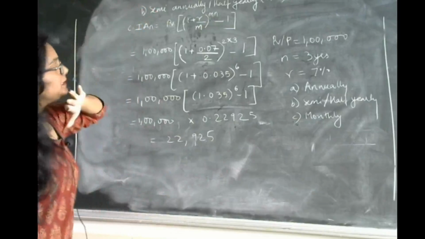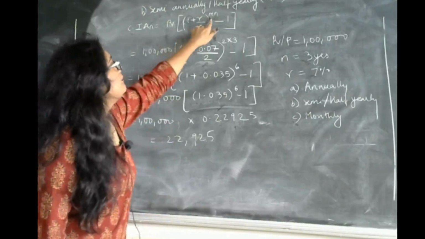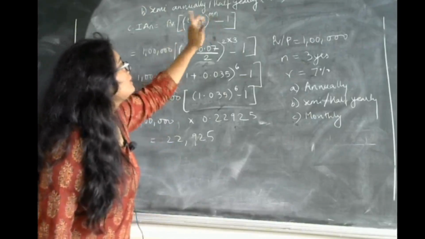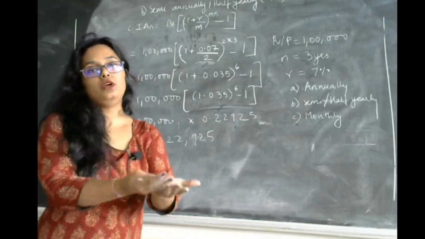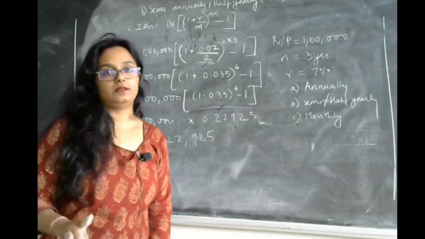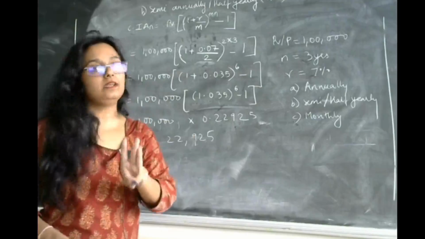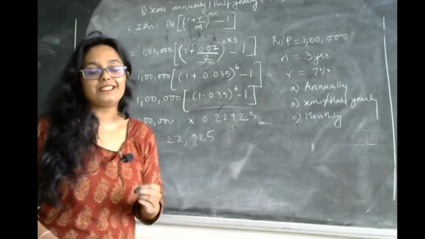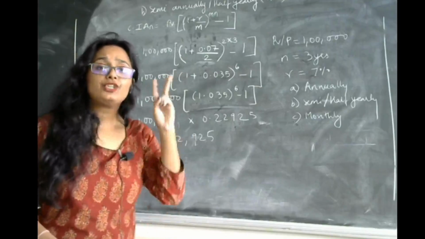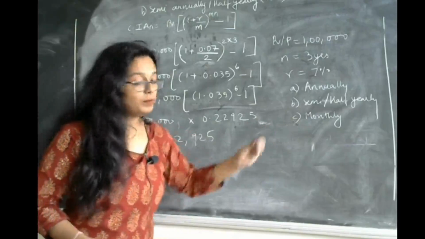Okay, I hope it is clear now why we are dividing r by m and why we are multiplying the number of years with m. M is nothing but number of times you are going to pay the interest in a year. Though you have taken the loan for 3 years, but if you are paying semi-annual interest, in that case you are paying the interest twice in a year. Okay, now let us move on to monthly.